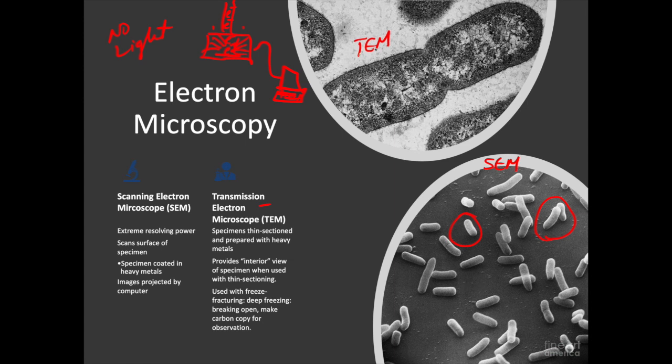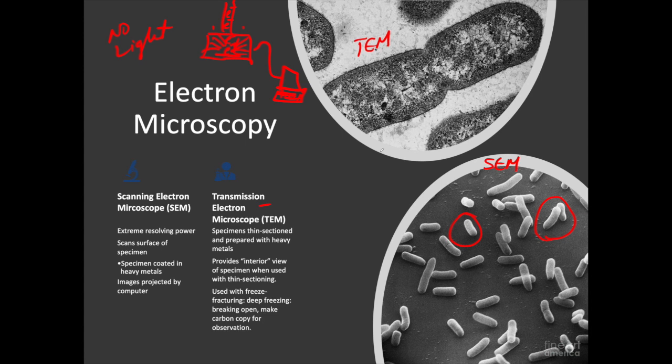Now, a transmission electron microscope works exactly the same way. Exactly. However, the specimen preparation is a little bit different. So in the specimen preparation here, before the bacteria are placed onto a slide and dipped in a heavy metal solution, they are sliced incredibly thin, about a micrometer, or even just a few nanometers in thickness.